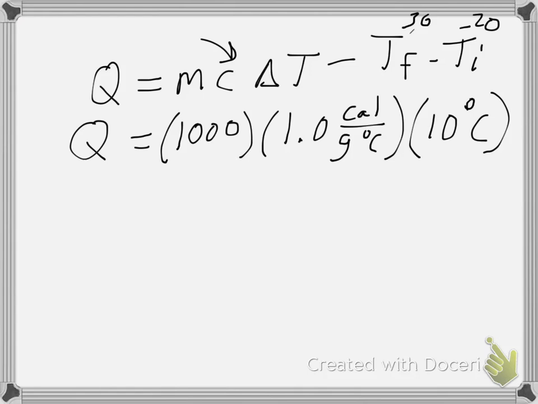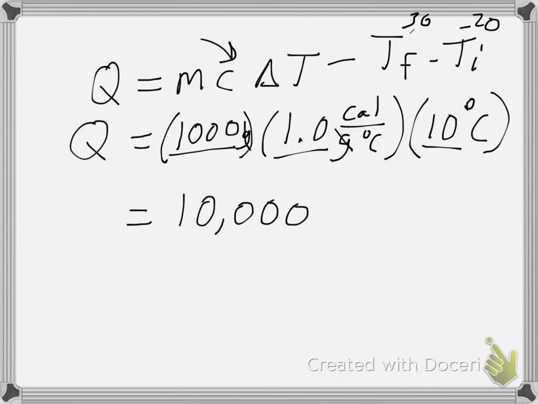And so when we plug all of these numbers into our calculator, 1,000 times 10 is going to be 10,000. 10,000 times 1, we need 10,000 calories to raise 1 kilogram of water by 10 degrees.